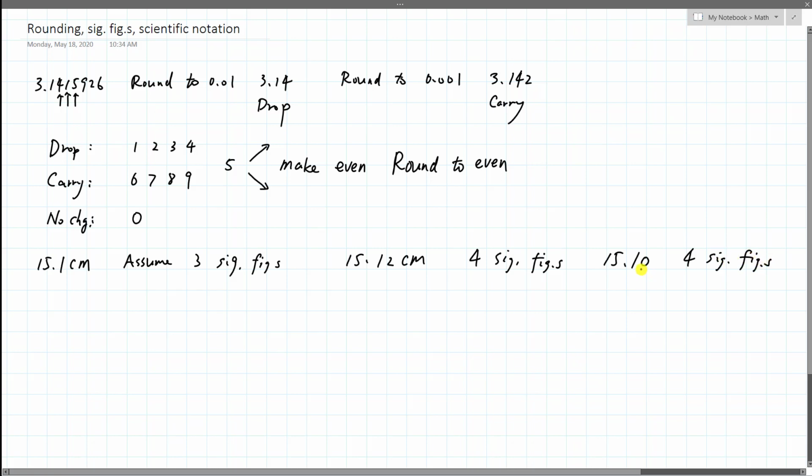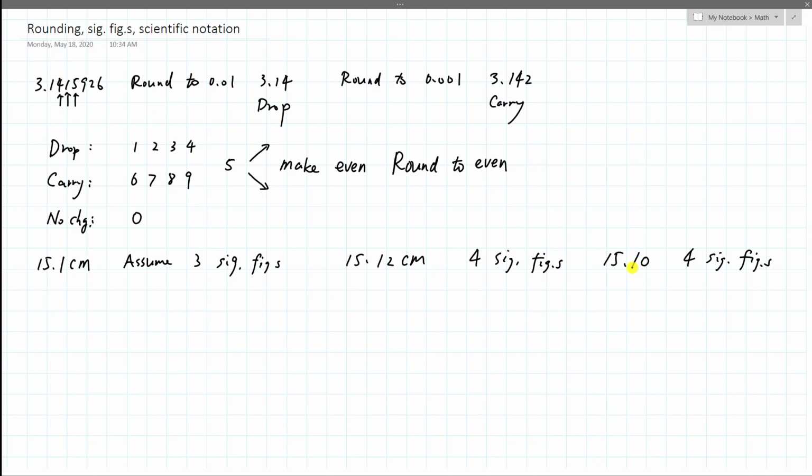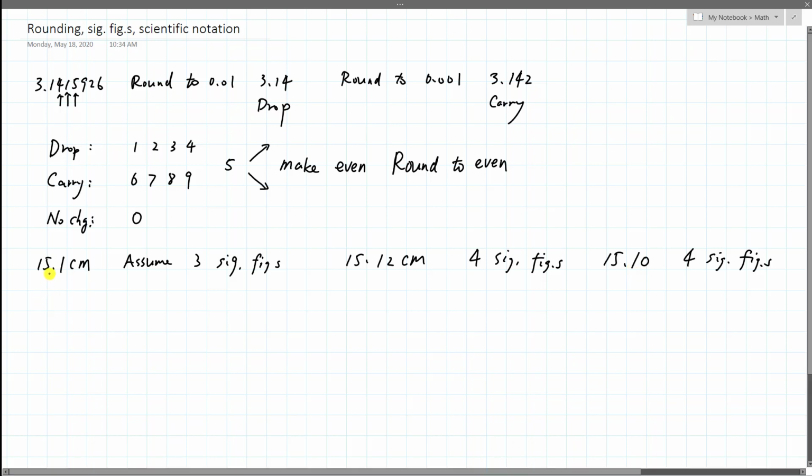Okay, so if you attach these trailing zeros, you specifically wrote them out, it means they are significant. Okay, so let's do something else. Let's convert the unit into meters. Say I have a number that is 0.151 meters. Okay, so how many sig figs? So we're still assuming, and we actually have 3 sig figs.